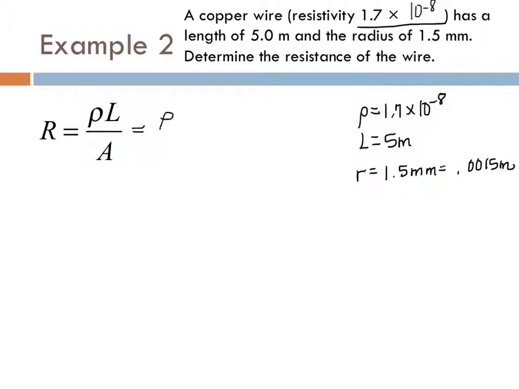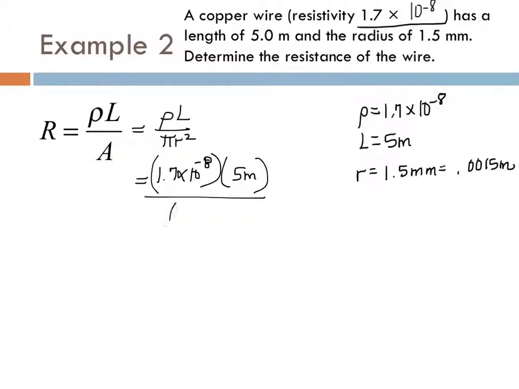Again, for our area, we're going to be using pi r squared, assuming it's a cylinder. Our rho is 1.7 times 10 to the negative 8. Our length is 5 meters. And we have pi r squared. Again, I'm using a lot of parentheses so you can make sure not to make any errors in your calculator. So you should get a resistance of 0.012 ohms.